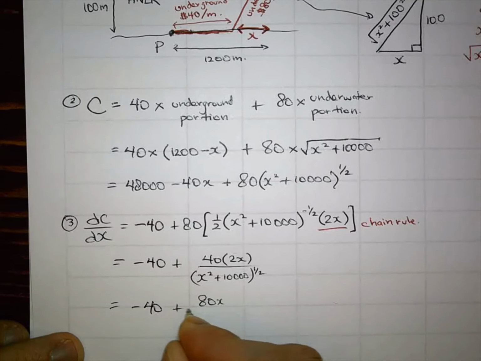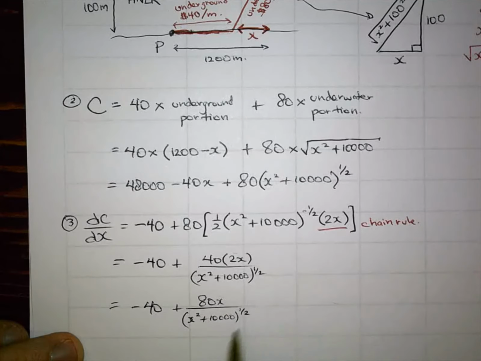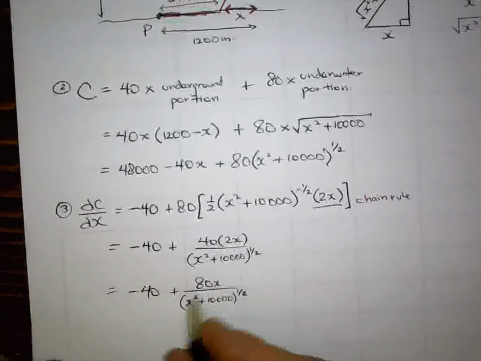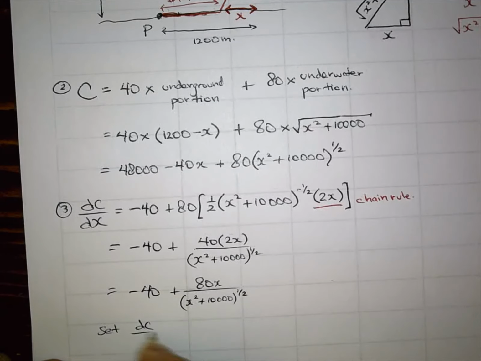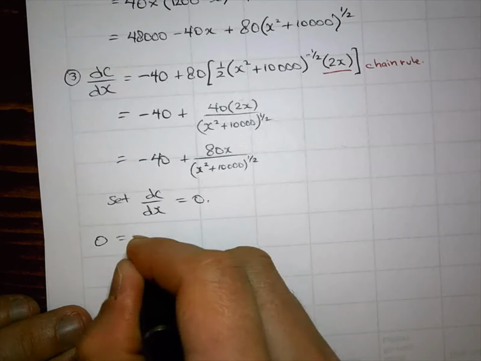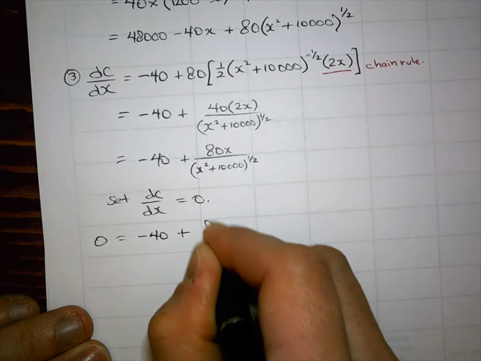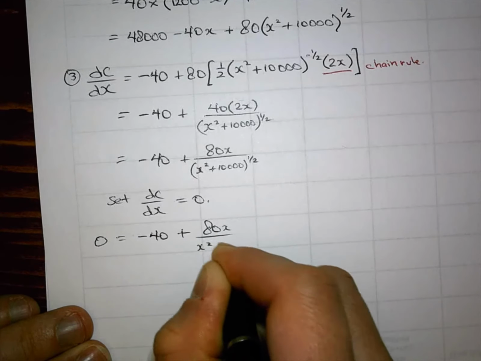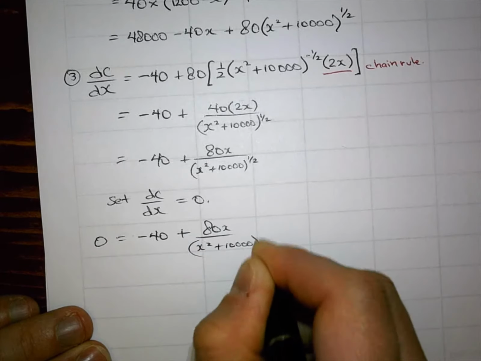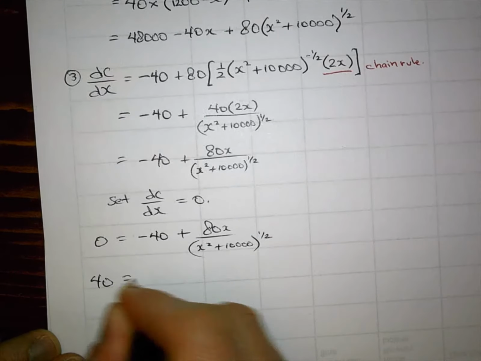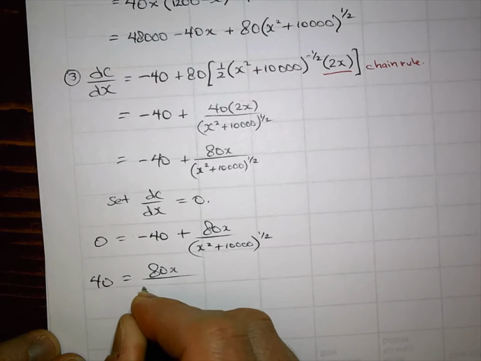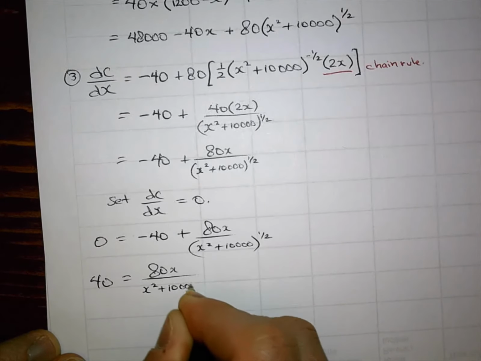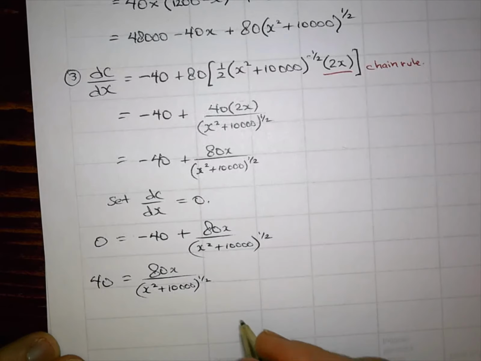I guess I could have done this all in one step. Do I need to combine these? Well, let's just jump to what I was trying to do, which is to set this derivative equal to 0. Remember, I'm trying to find the min point. So I have negative 40 plus 80x over the square root of x squared plus 10,000. I'm going to bring the 40 to the other side. This could be worse, but it could be better.